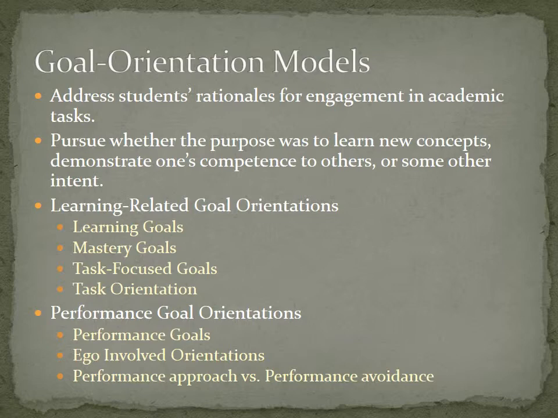The second component of the motivational process is the goal orientation models. Goal orientation models address issues such as the reasons why students participate or engage in academic tasks. Goal-oriented models have two general orientations: learning-related or mastery-oriented goals and performance or ego-oriented goals. Students with learning-related goal orientations seek to develop new skills and increase their competence. They also tend to hold an incremental view of intelligence.